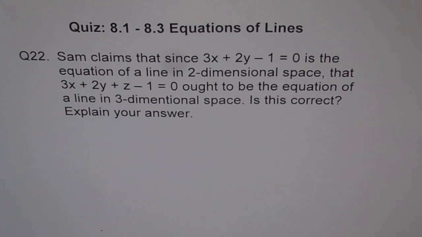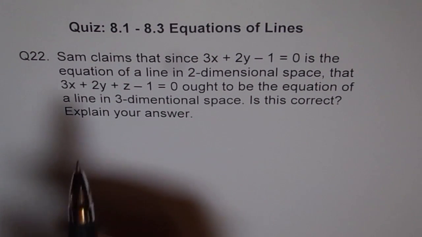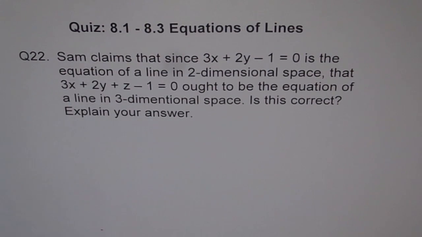Well, let's analyze this. 3x plus 2y plus z minus 1 equals 0. It looks like a three-dimensional thing, of course. We have got x, y, and z. But the question here is, does it represent a line or not? Okay, so how do we figure it out? Let's find some points on this line, or the plane, or whatever it represents, and see what it is.